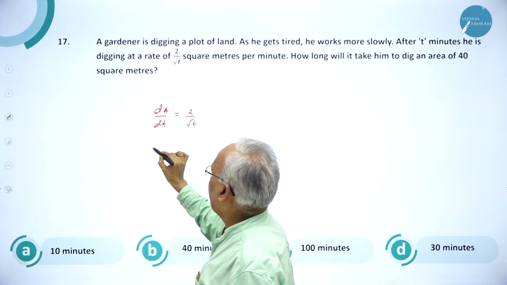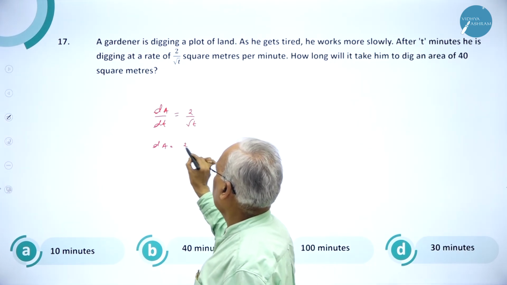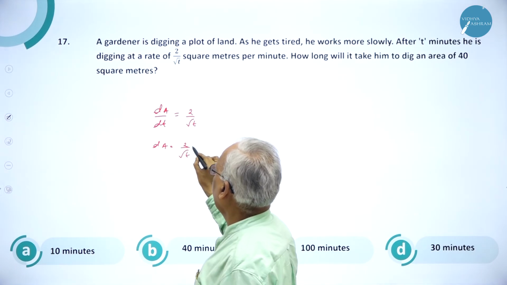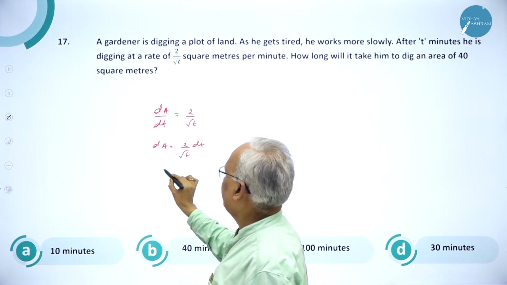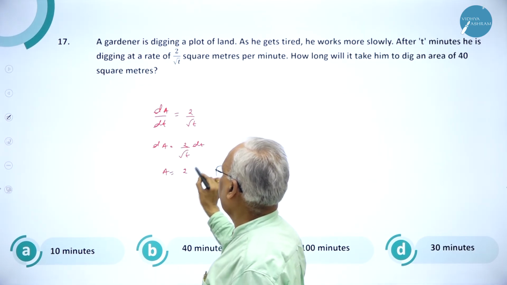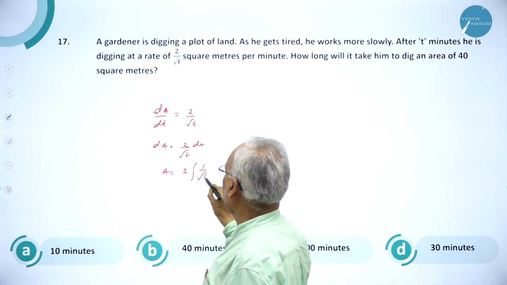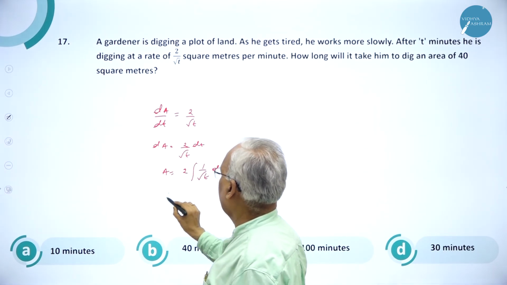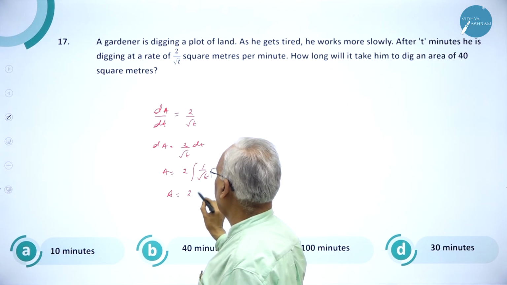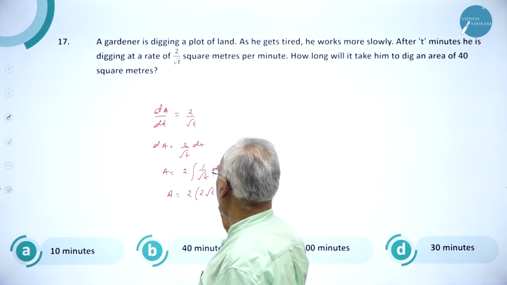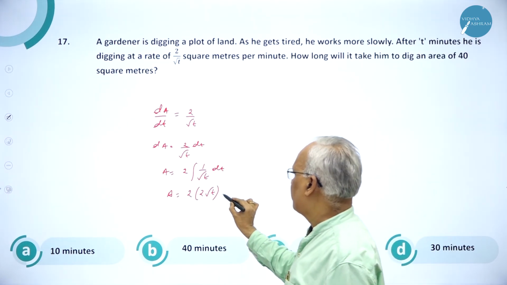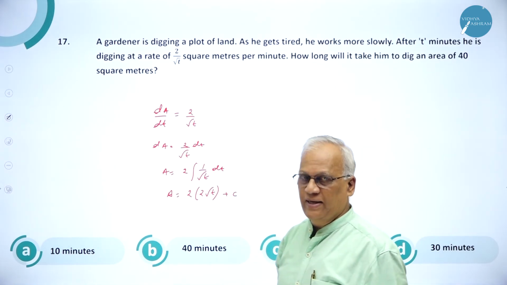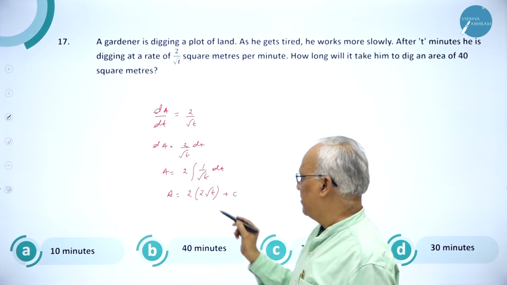So you now write dA is equal to 2 by root t into dt. So integrating, you get A is equal to 2 into integral of 1 over root t into dt. That is A is equal to 2 into 2 root t. Okay, 2 into 2 root t. Of course, plus C, constant of integration.